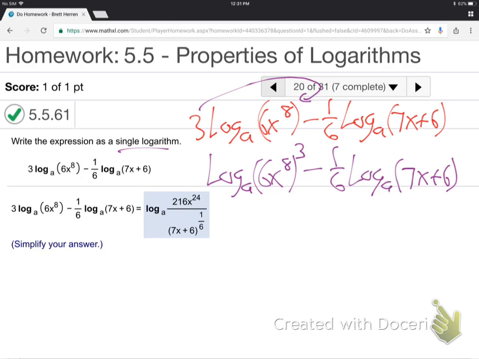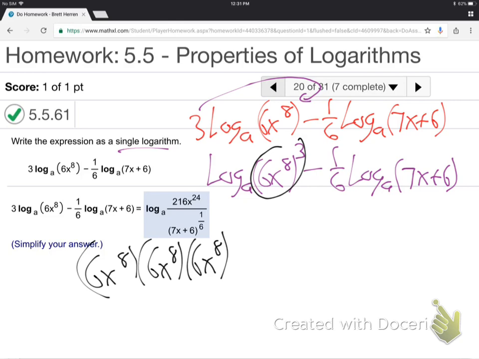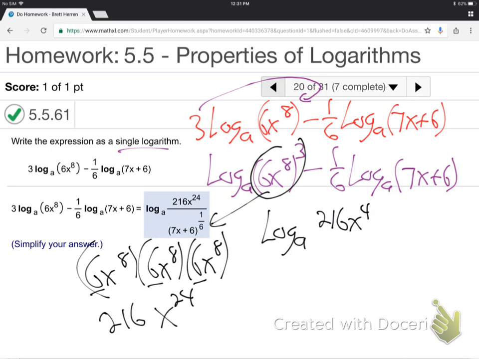And then, how do you third power this? This means 6x to the 8th, 6x to the 8th, 6x to the 8th, doesn't it? Let me just write it out longhand. Isn't that what that means? And 6 times 6 times 6 in your calculator is 216. Add the powers, x to the 24. Remember that when you multiply x expressions, you multiply the numbers in the front, add the powers? You tracking with me? So 216x to the 24th. So then this is log base A, 216x to the 24th.